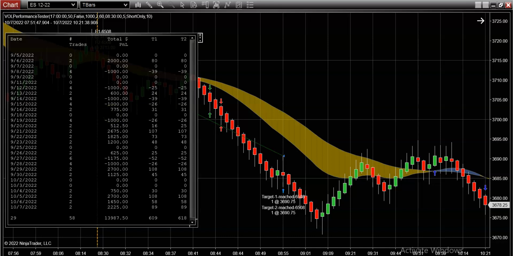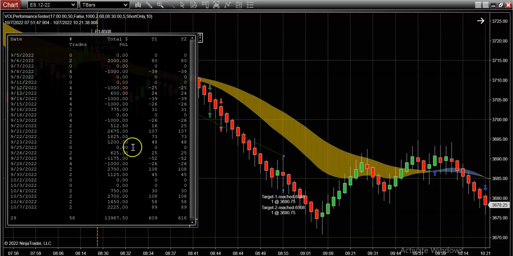I mean, look, folks, the whole point of this vol performance tester is to help you figure out what you're doing wrong, run a couple of different test cases, change your T-bar speeds, change your start time, change your end time, maybe even change your profit targets, right? There's all sorts of things you can do, but here's the disclaimer, all right? And it's very important you pay attention to this.